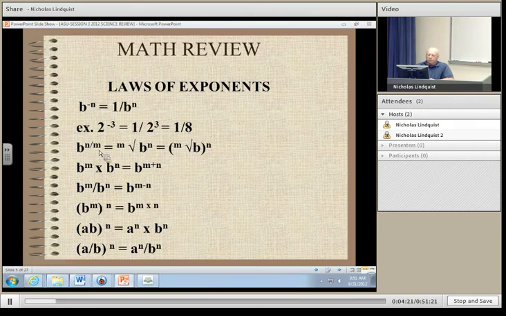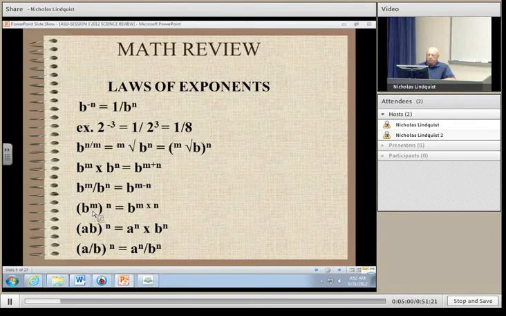We could do b to the n divided by m, so we've got an exponent in fraction form. We can express that fractional exponent as the mth root of b to the nth power, or we could take the nth root of b to the mth power. If we're multiplying exponents with the same base, we can simply express it as b to the n plus m. If we're dividing the same base with various exponents, we can express it as b to the n minus m.